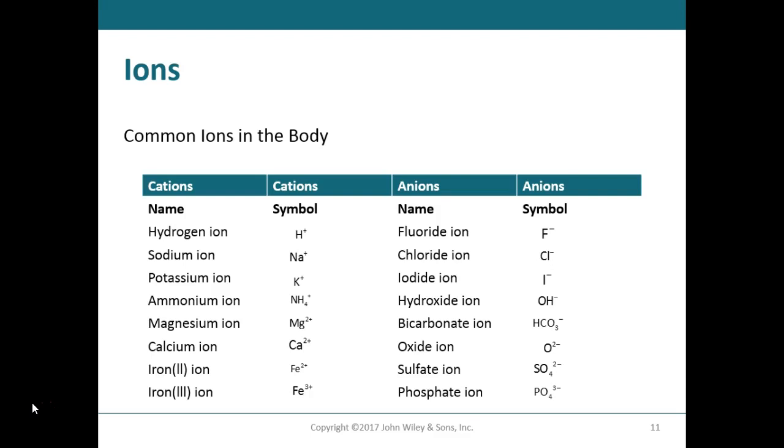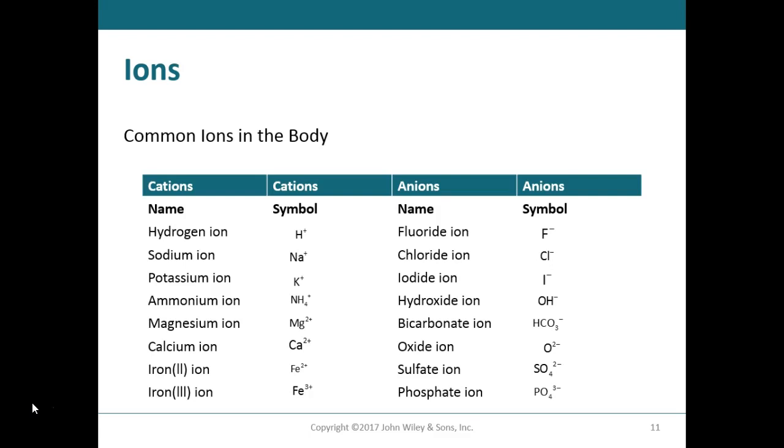Now, when an atom loses or gains an electron, remember, it becomes an ion, so it has a charge. If an atom loses an electron, then it has lost one negative charge, and therefore it has one more proton than it does electrons, so it becomes a positively charged ion that we call a cation. So if you remember the T in cation as a plus sign, then you can remember that cations are positively charged.